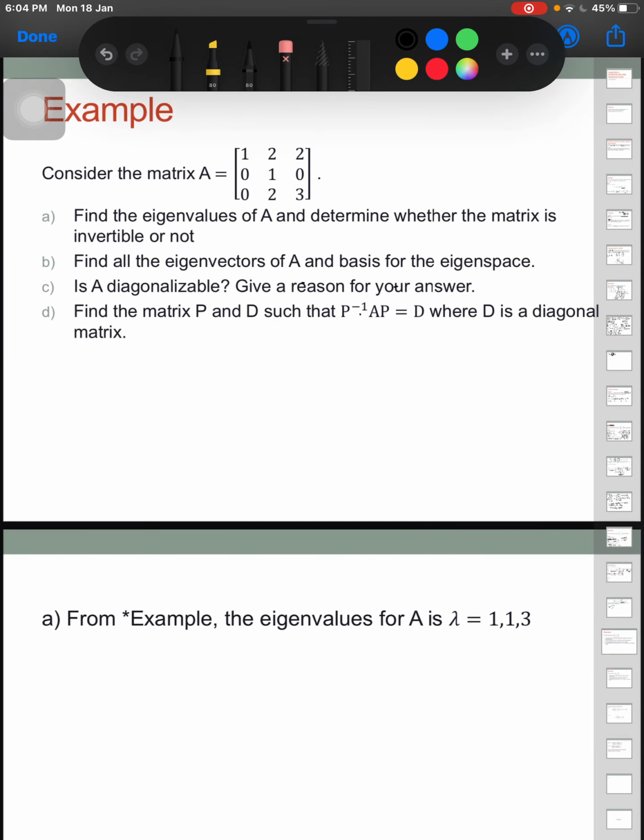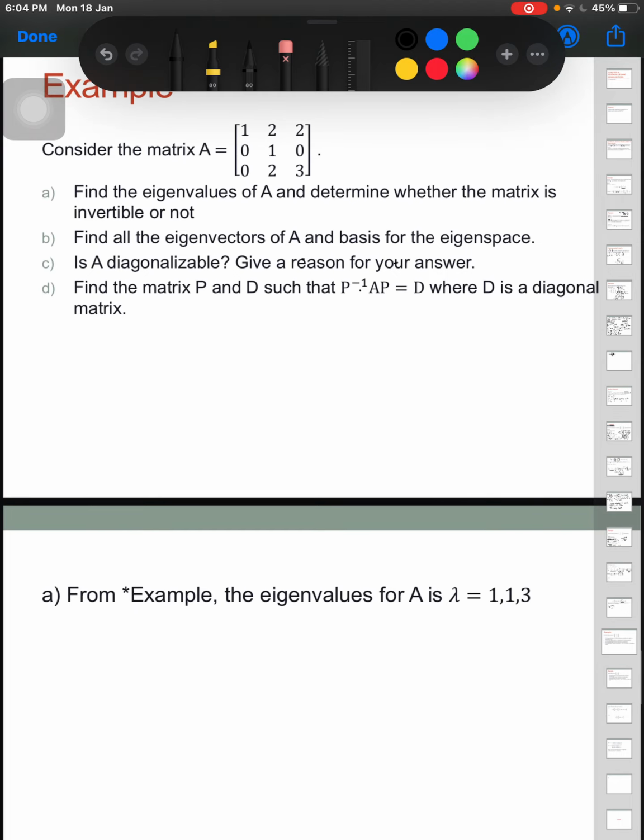Okay, so question A. Find the eigenvalues of A and determine whether the matrix is invertible or not. Okay, so macam mana nak check matrix A ni invertible or not? Okay, so nak check dia, kita boleh check daripada eigenvalues. Kalau dia ada kosong dalam eigenvalues dia, so katakan lambda ada eigenvalues yang kosong, so A ni not invertible. Okay, so from star example, the eigenvalues for A is lambda equal to 1, 1, 3.